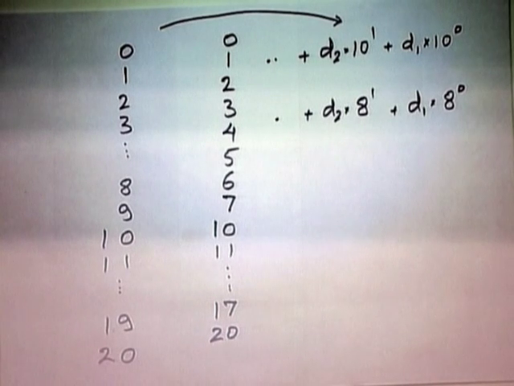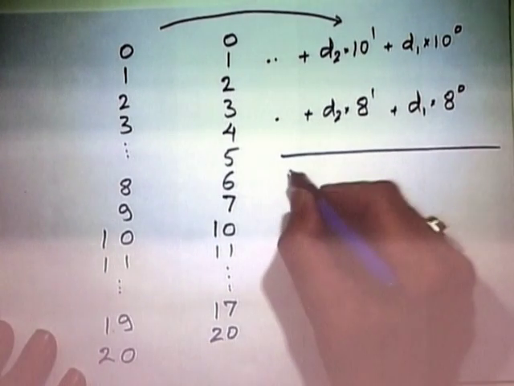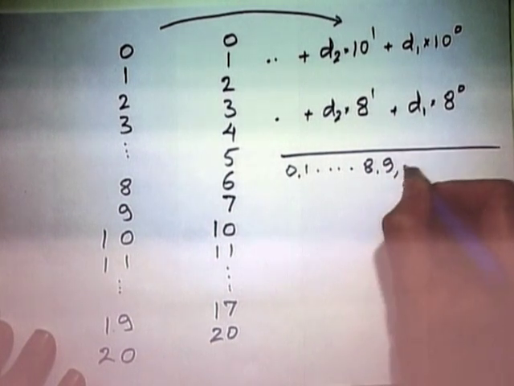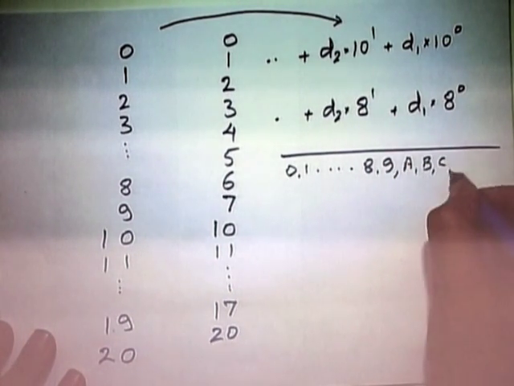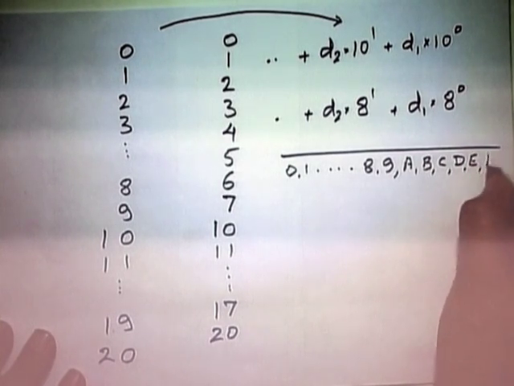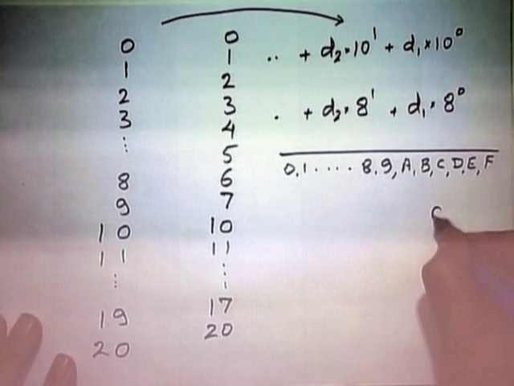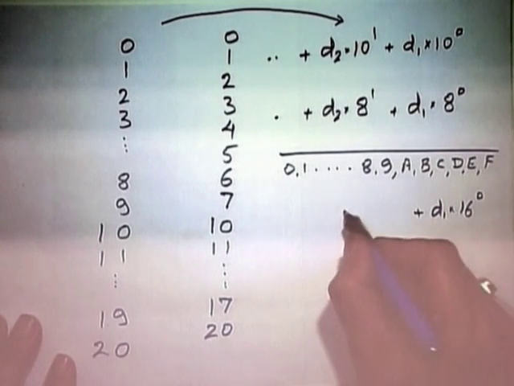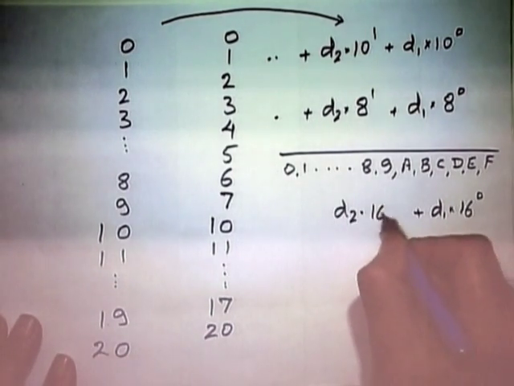So this is where you represent numbers in different systems. Suppose you had a hexadecimal system, where the digits are 0, 1, 2, 3, 4, 5, 6, 7, 8, 9, A, B, C, D, E, F. How many symbols? 16 symbols. Because you have the base as 16. So you can write a number wherein, again, the representation will be D1 into 16 raised to 0, plus D2 into 16 raised to 1 plus so on.